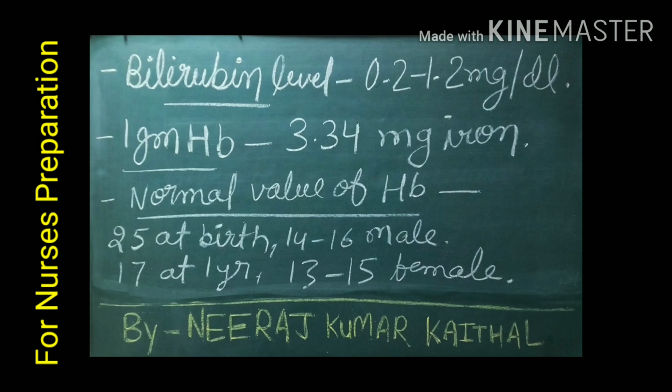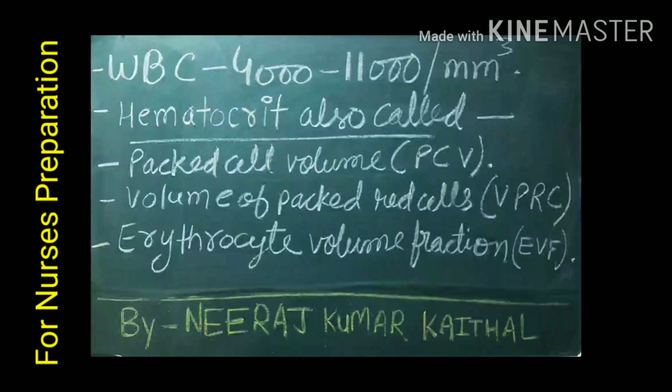Normal values of hemoglobin in different age groups: at birth, the normal hemoglobin value is 25. At 1 year of age, it is 17. In adult male, 14 to 16 is considered the normal value. In adult female, 13 to 15 is the normal value of hemoglobin. Normal WBC or leukocyte count is 4000 to 11,000 per mm cube.